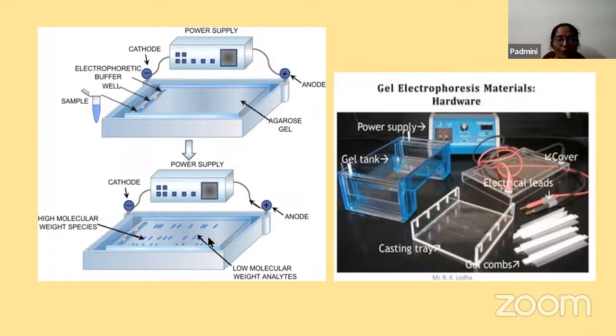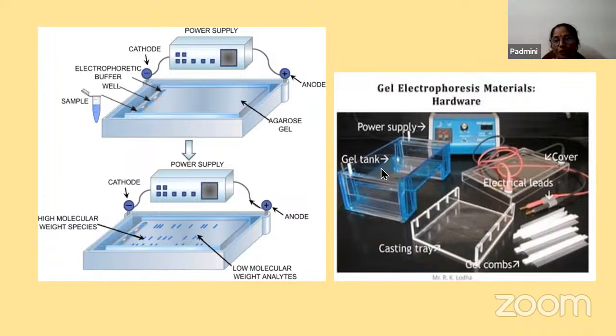The one moving farthest is the low molecular weight analyte, because it is very low in size and weight, and it is going to move much faster. Whereas the higher ones are going to stay where they are, because they are very heavy and cannot be run with the help of the charge.